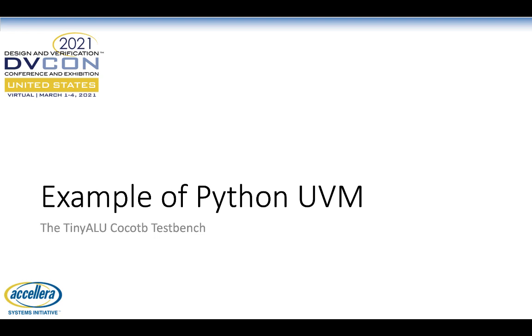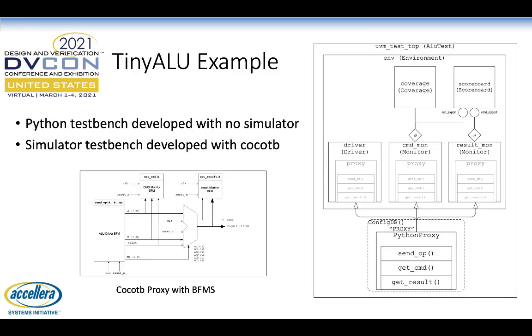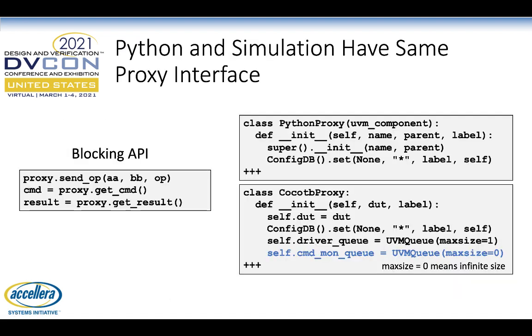All right, now we're going to look at an example of Python UVM with a simple DUT. Our DUT is the tiny ALU, and we have two ways to run the test bench. The test bench is the same. It's this Python environment here that uses a proxy that it gets out of the config.db, but that can be a Python proxy or it can be a cocotb proxy. The Python proxy works with only Python, and you can write the test bench in Python, and the cocotb proxy works with the simulator.